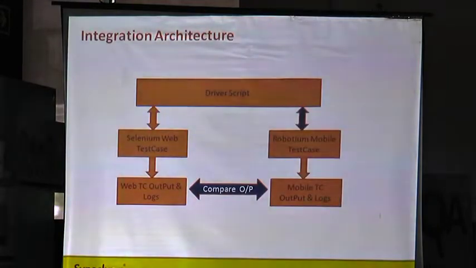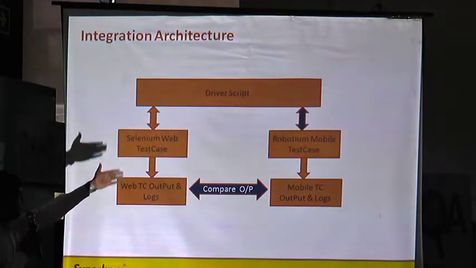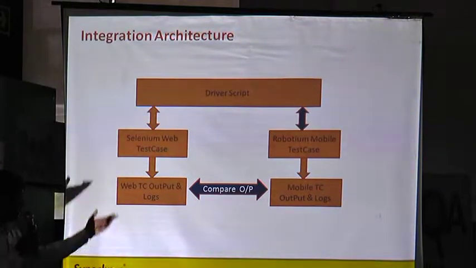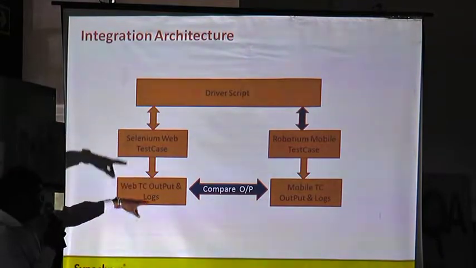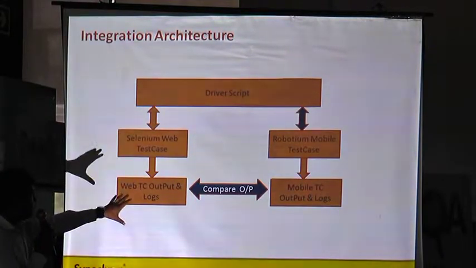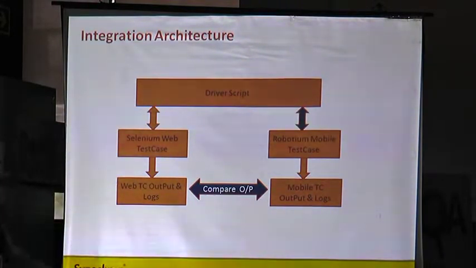So, coming to the integration architecture. This is the integration architecture I have. On the top you have a driver script, and it invokes the Selenium web test case and the Robotium mobile test case. Once the test case is executed, you get the output, the same as on the mobile side, you get the output once the execution is completed. And there are two arrows with a blue background; those are the integration points in my framework.